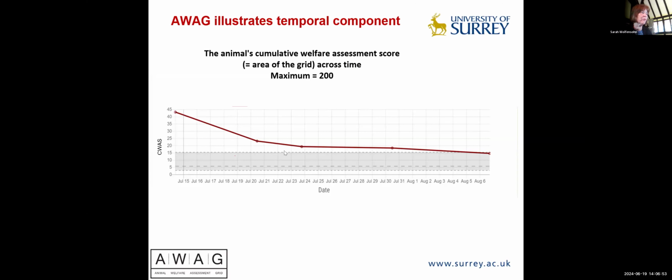This plots onto a graph to show you the maximum you can have is 200, which I've never seen with everything, but 45 here, this animal has a bit of a welfare problem, but it responds to the treatment that's been given to it, or the changes in management that's happened.